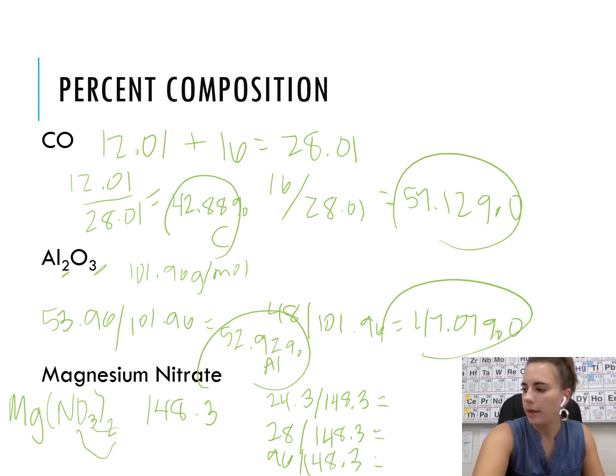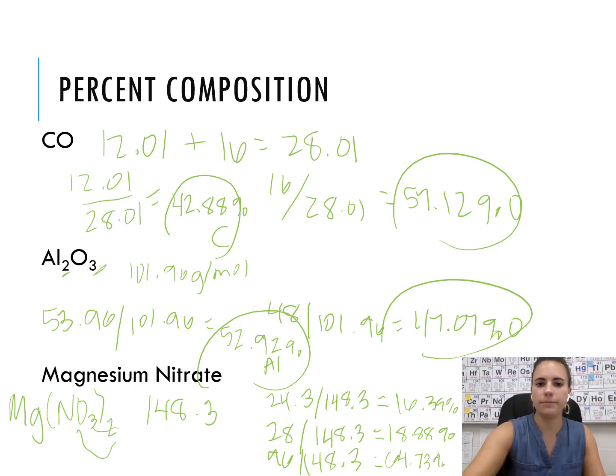And I'm going to get that magnesium nitrate is 16.39% magnesium. It is 18.88% nitrogen, and then 64.73% oxygen.